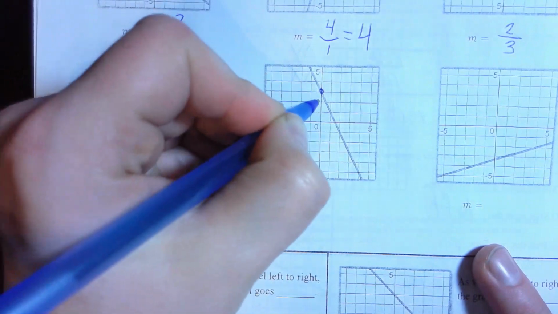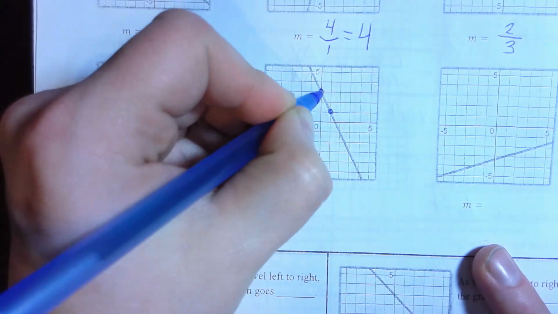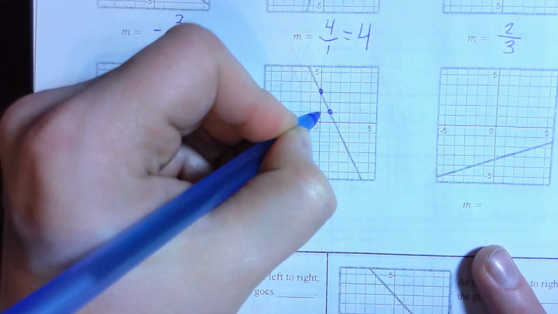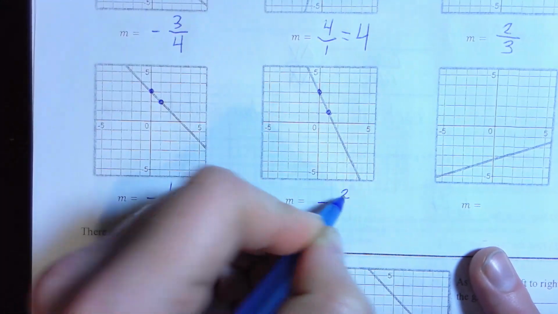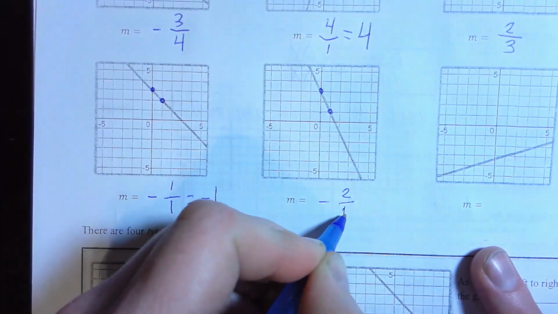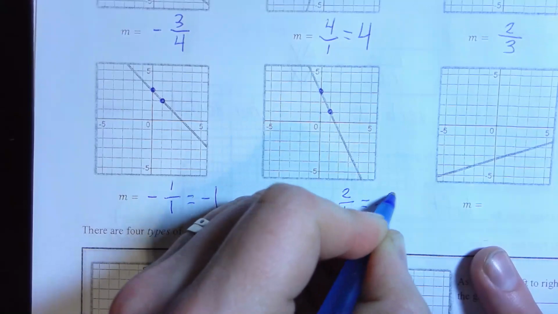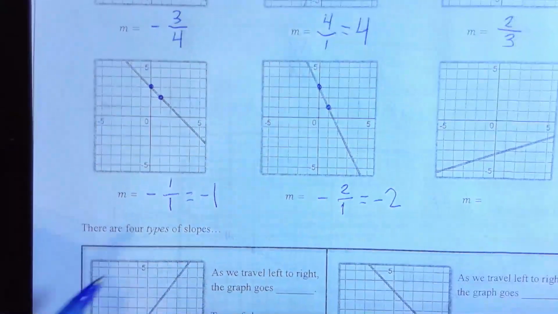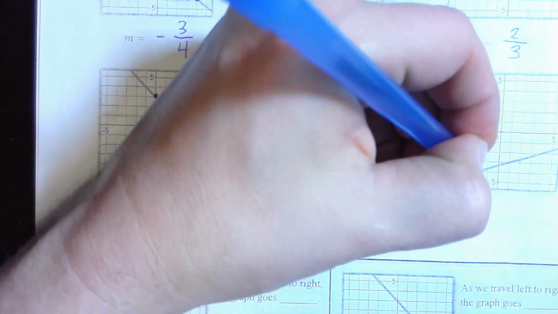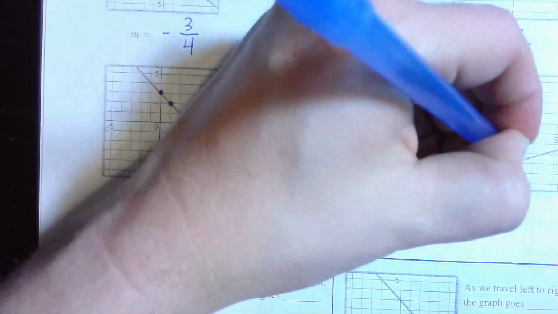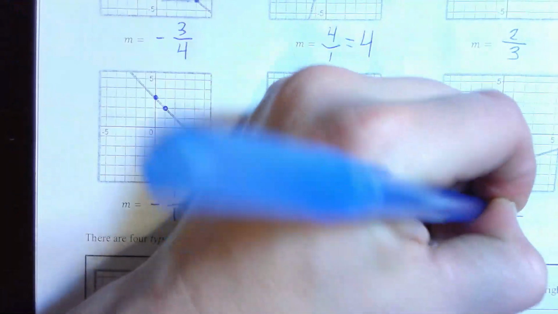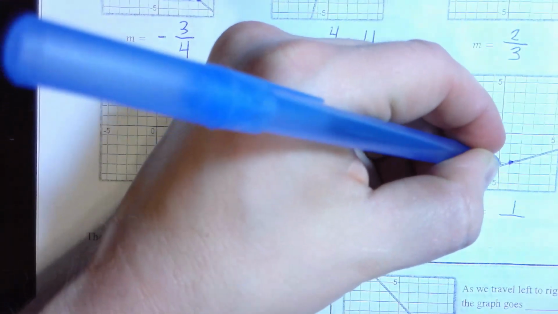Okay, here we go. Ooh, we're going down again. Down 1, 2 over 1. Well, 2 divided by 1 is 2. This is going to be a slope of negative 2. Next. Oh, this is not going to perfectly hit here, so I'm going to use this point and this point. It looks like we're going up 1 and over 1, 2, 3.